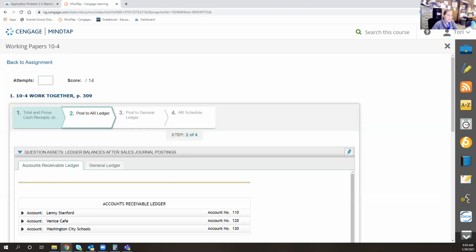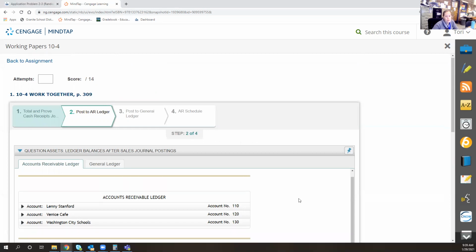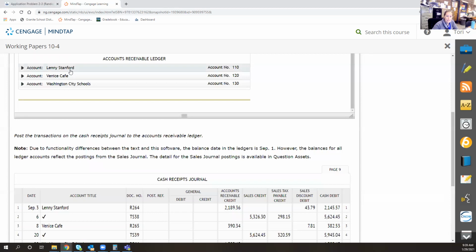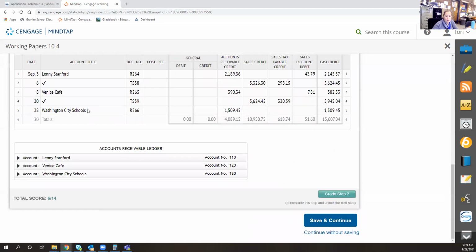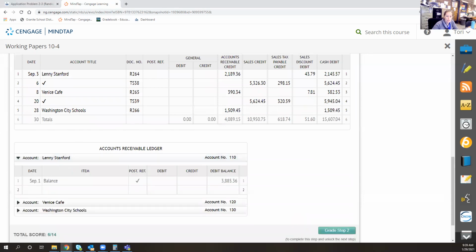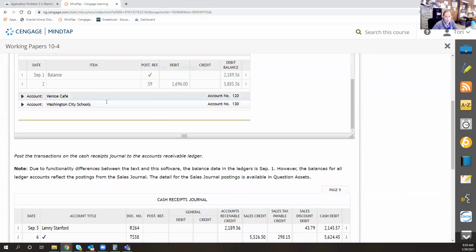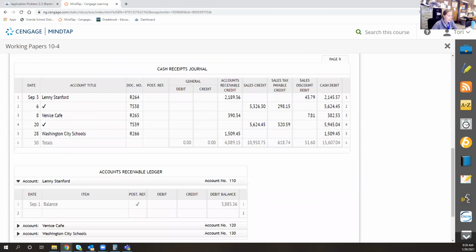This is posting to our ledger. So just like we've done in everything before, we need to make sure we're posting. We already did it in earlier sections. We did this part, but now we need to post down here as well. So the first ones are what we had before.